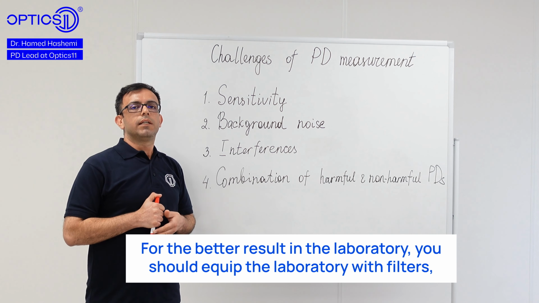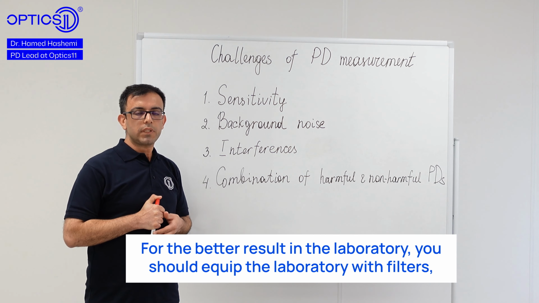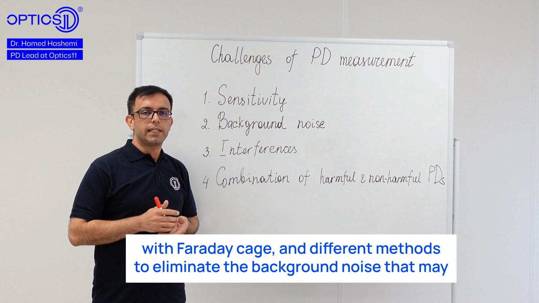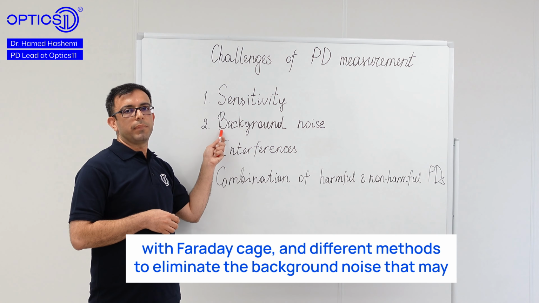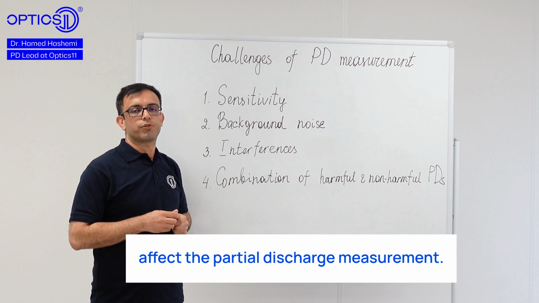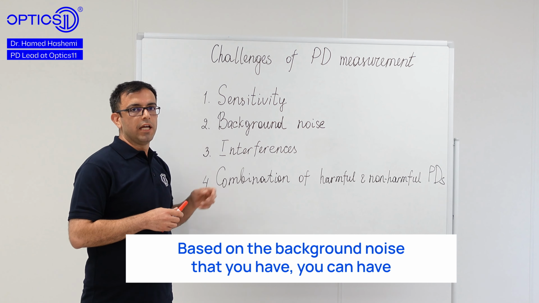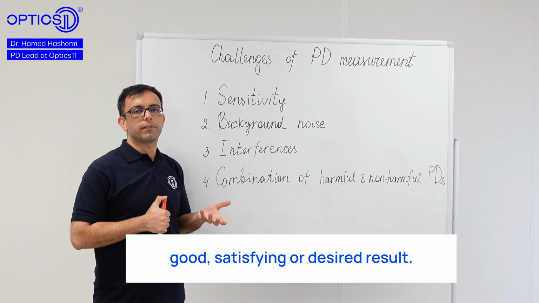For the better result in the laboratory, you should equip the laboratory with filters, with Faraday cage and different methods to eliminate the background noise that may affect the partial discharge measurement. Based on the background noise that you have, you can have good, satisfying or desired result.